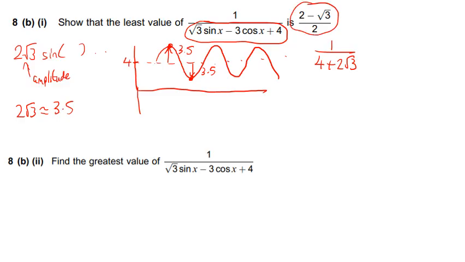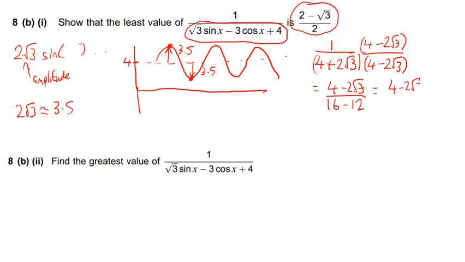Well, I've just got to rationalize that. So how do I rationalize? I multiply numerator and denominator by the conjugate. So it's the same binomial, but we just change the sign. So we've got that. On the top, I've got 4 minus 2 root 3. And on the bottom, I use the difference of two squares. So 4 squared is 16. And 2 root 3 squared, well, I know that was 12 from what I did in the previous question. So I've got 4 minus 2 root 3 over 4. And if I divide top and bottom by 2, I get what I'm looking for.